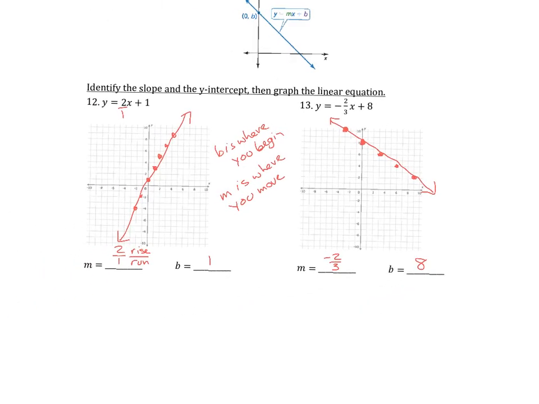Okay, so there's a couple examples. Go ahead and pause the video, scroll to the next page, try those 4 problems there, and then when you're ready, go ahead and play the video.